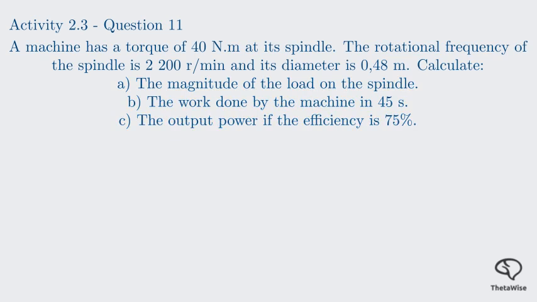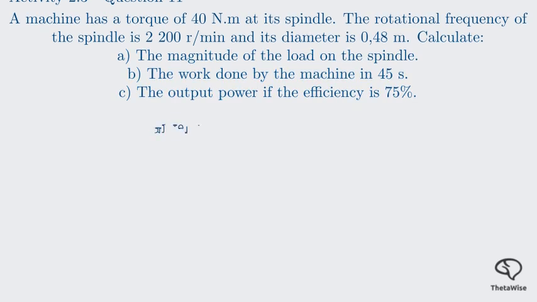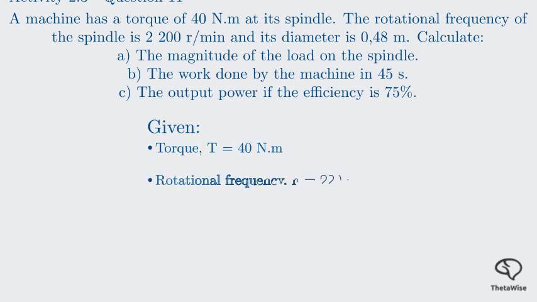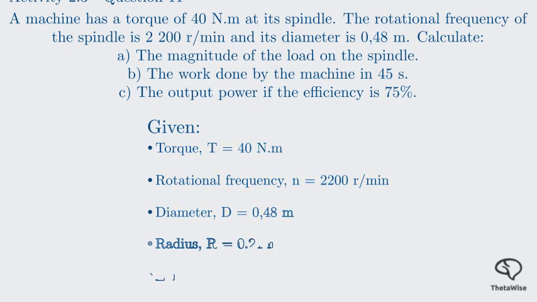Let's first list our given values. We are given the torque T is 40 newton meters. The rotational frequency N is 2200 revolutions per minute. The diameter D is 0.48 meters, which means the radius R is 0.24 meters. And for part C, the efficiency is 75%.